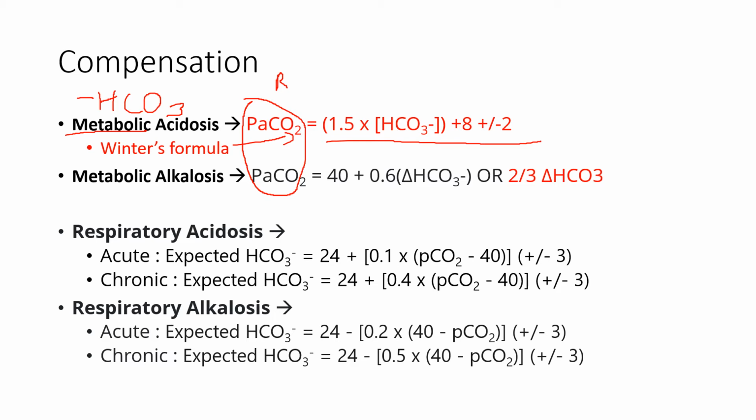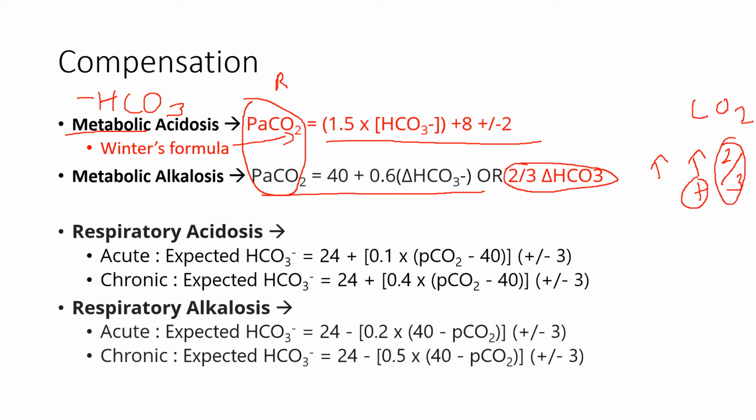All right, and then for metabolic alkalosis, we have this formula. Now you can memorize this formula, or a quick and easy way to do it is to look at 2/3 of the change in bicarb. So in metabolic alkalosis, your bicarb is going to go up, right? And then 2/3 of that, your CO2 should also go up by 2/3, because your bicarb is causing alkalosis, right? Your CO2 is going to want to go up to compensate for that, and so it's going to go up 2/3 as much for appropriate compensation.